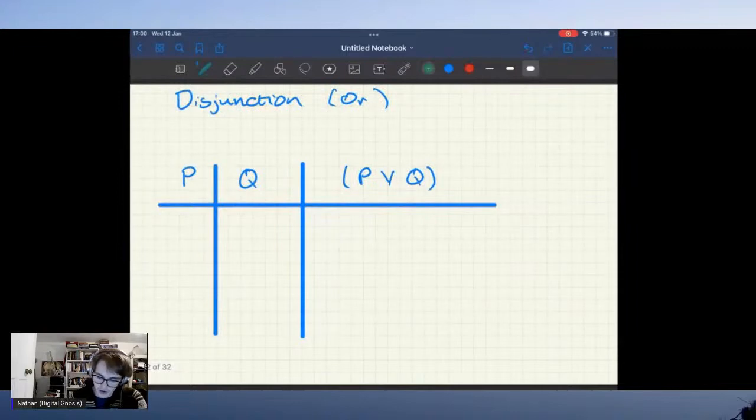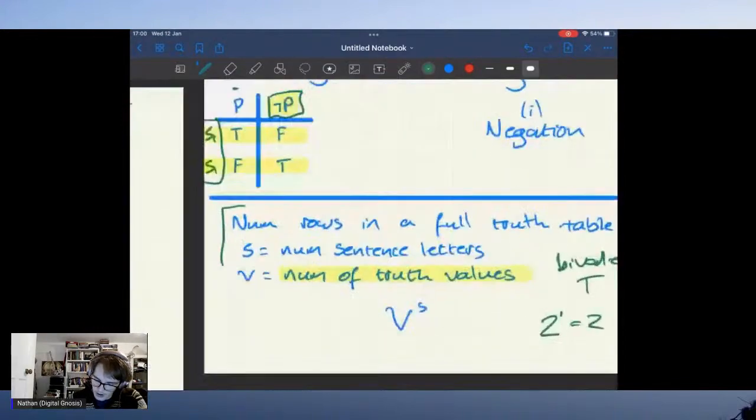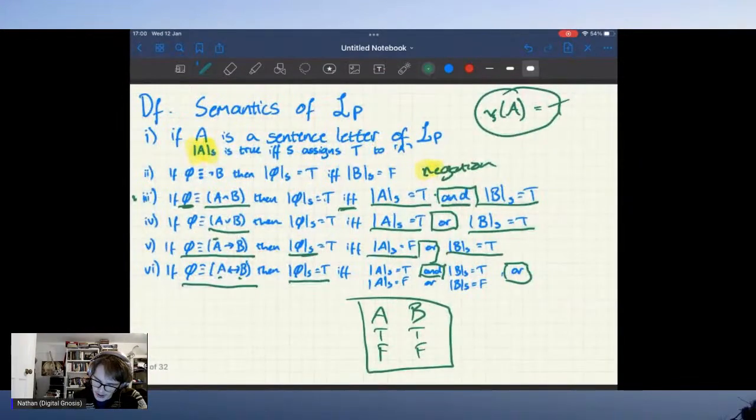Okay, so we've got our disjunction here. So what we're going to do is true, true, false, false, true, false, true, false. What were our semantically defined truth conditions? Well, it's true if and only if A is true or B is true. So if either one is true, we can make it all true.